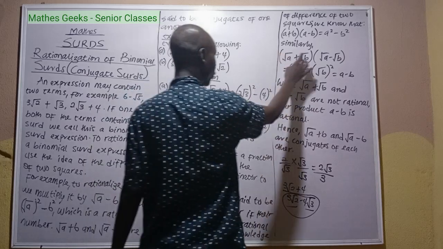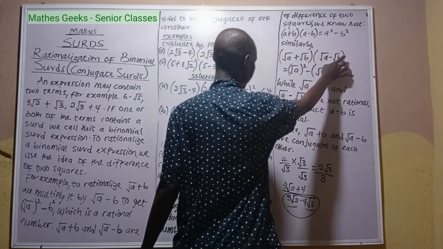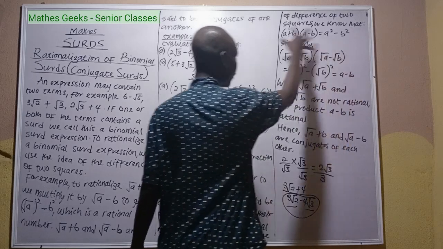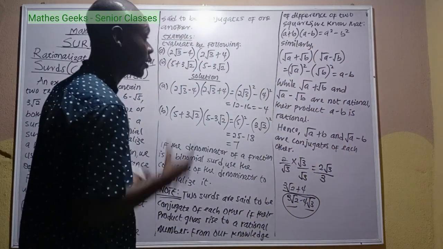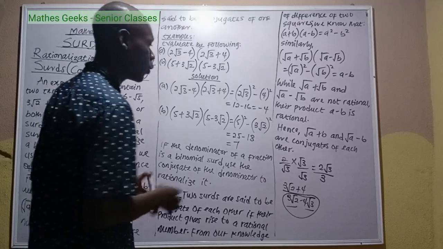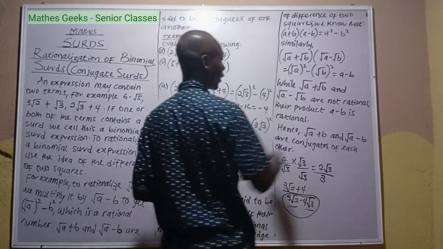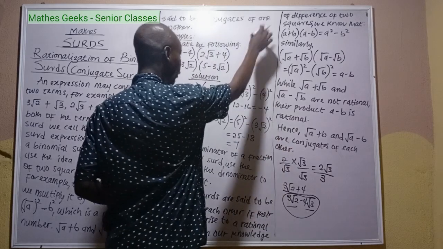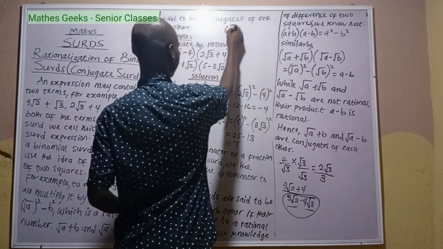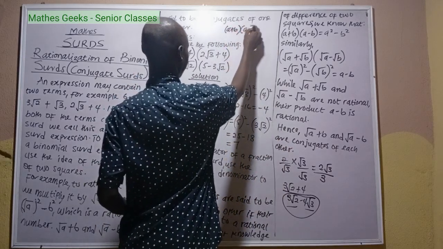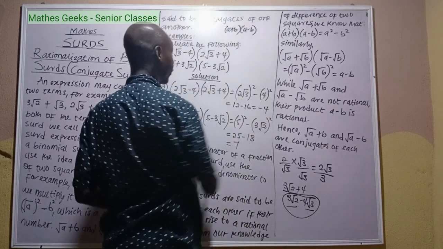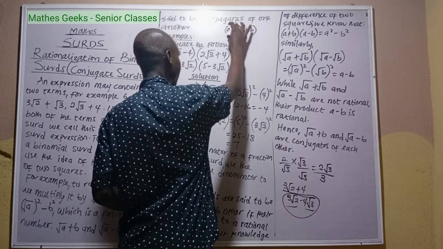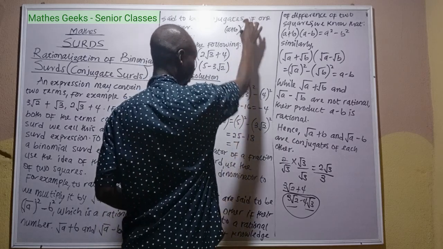Similarly, root a plus root b, root a minus root b will give us root a squared minus root b squared, which is equal to a minus b. So by the time we use the idea of difference of two squares on binomial surds, we are going to get our final result to be a rational number. Let's take, for instance, a plus b, and a minus b. This is popularly known as difference of two squares, where for the first bracket, the sign is plus, the second bracket, the sign is negative.